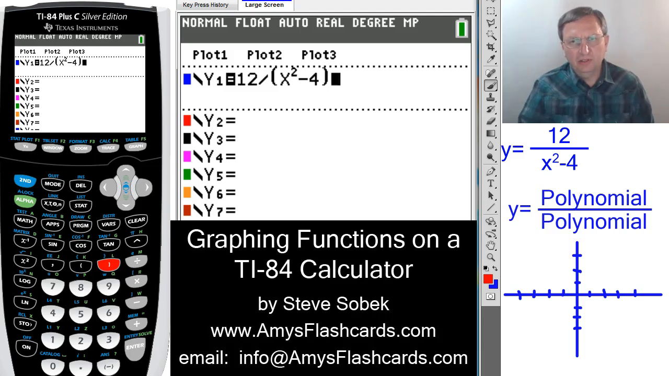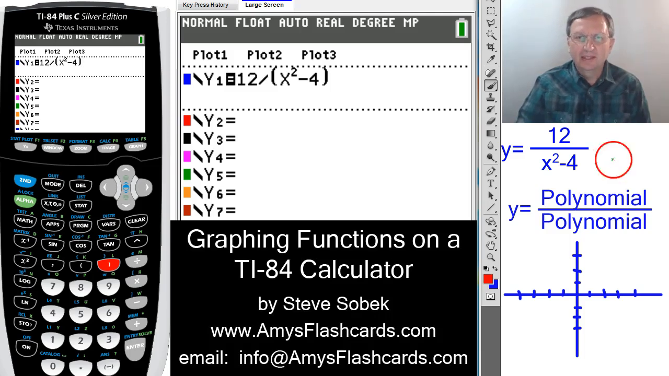Rational functions are functions of the form y equals some polynomial over another polynomial. Clearly, these potentially can be the most difficult types of functions to graph. Here we have an example, y equals 12 over x squared minus 4. I've already typed it into the TI-84 calculator, but before I hit the graph button, let me review a few things. Again, this is review for those who have studied rational functions. If you haven't, this might not make any sense to you. I'm not teaching rational functions here, just reviewing for those who've already covered that.